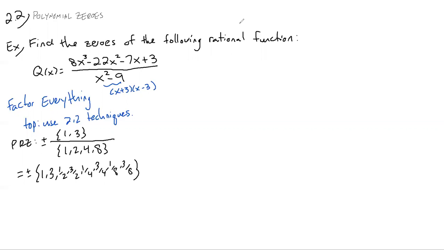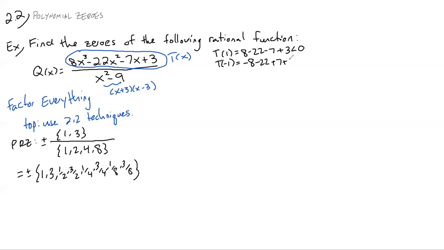Let's call the top T of x, just so I've got some kind of notation to use here. So T of 1 is 8 minus 22. It looks too negative. And T of negative 1 will be negative 8 minus 22, probably going to be too negative again, plus 7 plus 3. Yeah, too negative. Let's try T of 3.